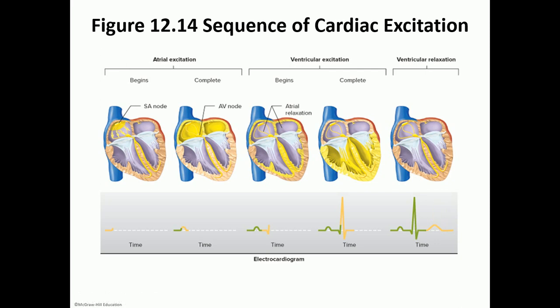We do not see an EKG wave when it comes to atrial diastole or atrial relaxation because it happens at the same time as ventricular contraction. So it's really masked by this huge QRS complex. And then again, don't forget that PR interval, and that represents the delay of the action potential as it goes from the atria down to the ventricles.